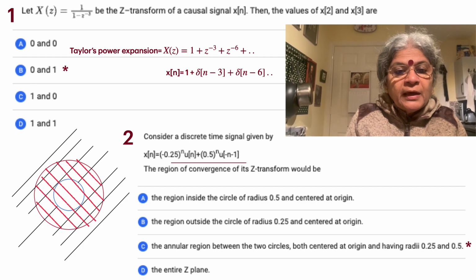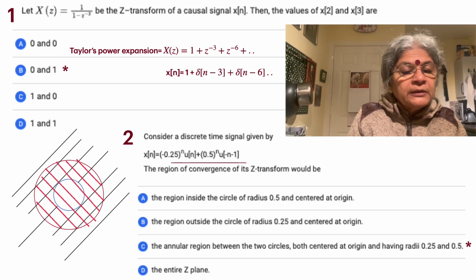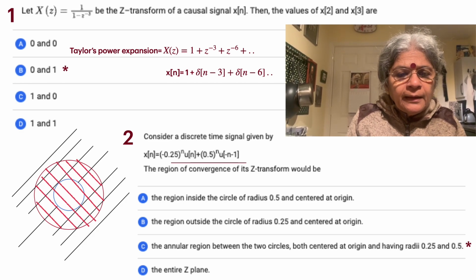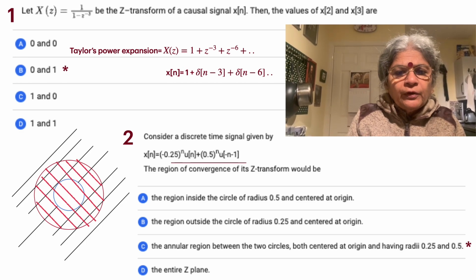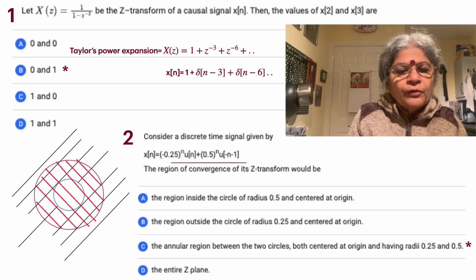So we have |z| less than 0.5 for the left-sided signal and greater than 0.25 for the right-sided signal.